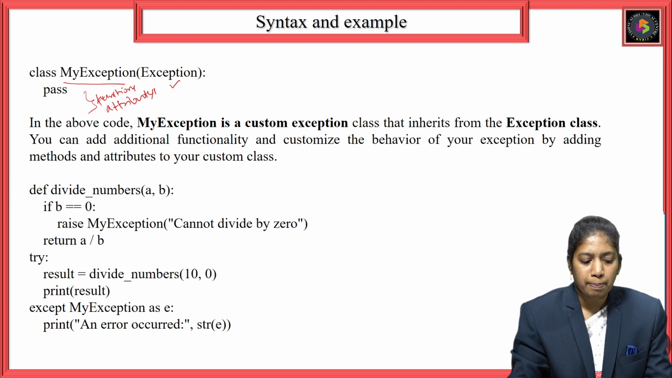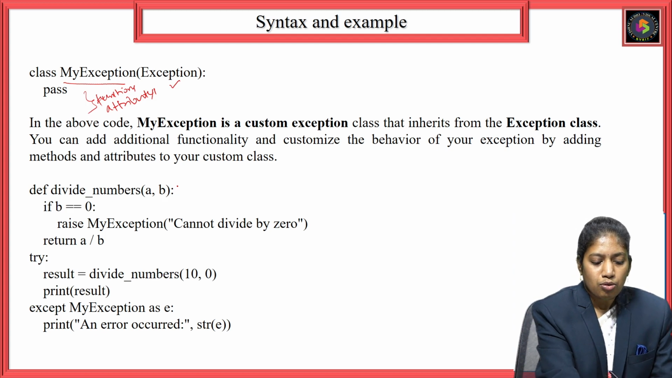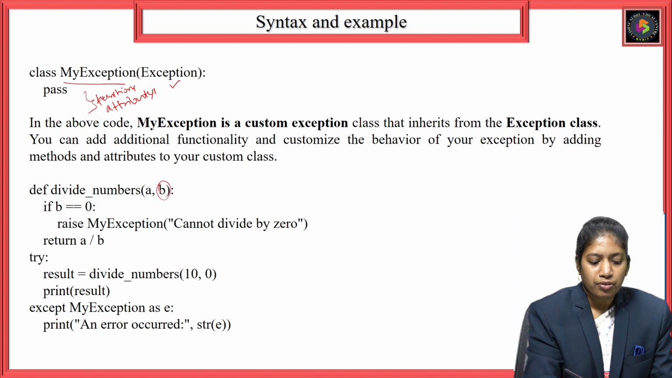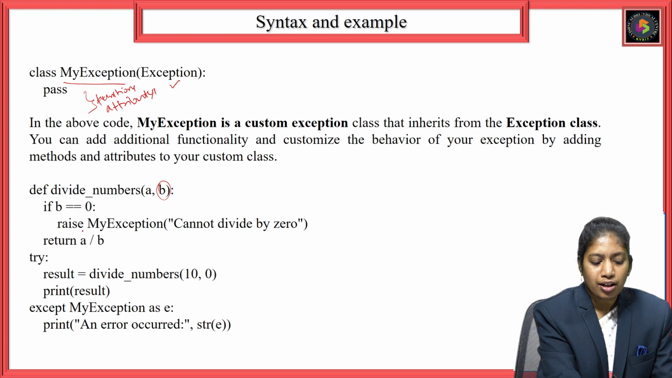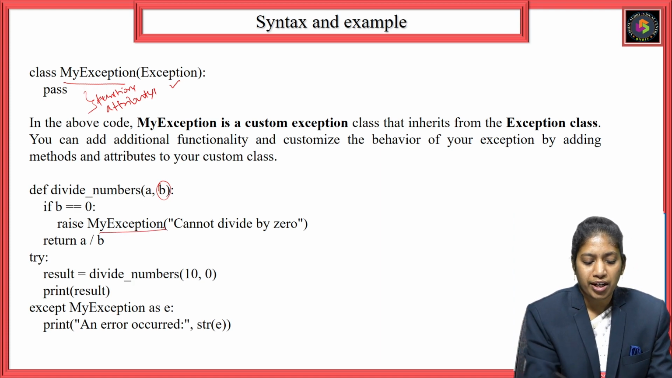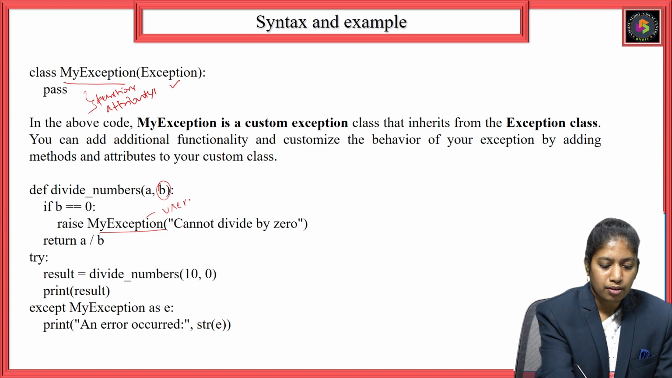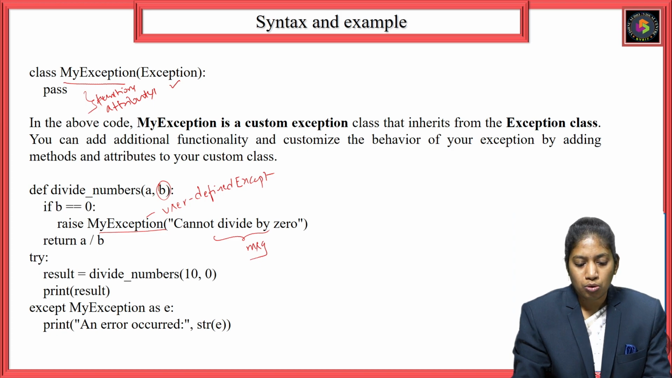So here is an example. First I have created a function, def divide numbers, and I passed two values, a comma b. If b equals 0, I am telling it to raise an exception. Here is the raise keyword, raise space, and I am giving my exception name, which is a user-defined exception. And this is a message I want to print to the user: cannot divide by 0. So this is what raise does.